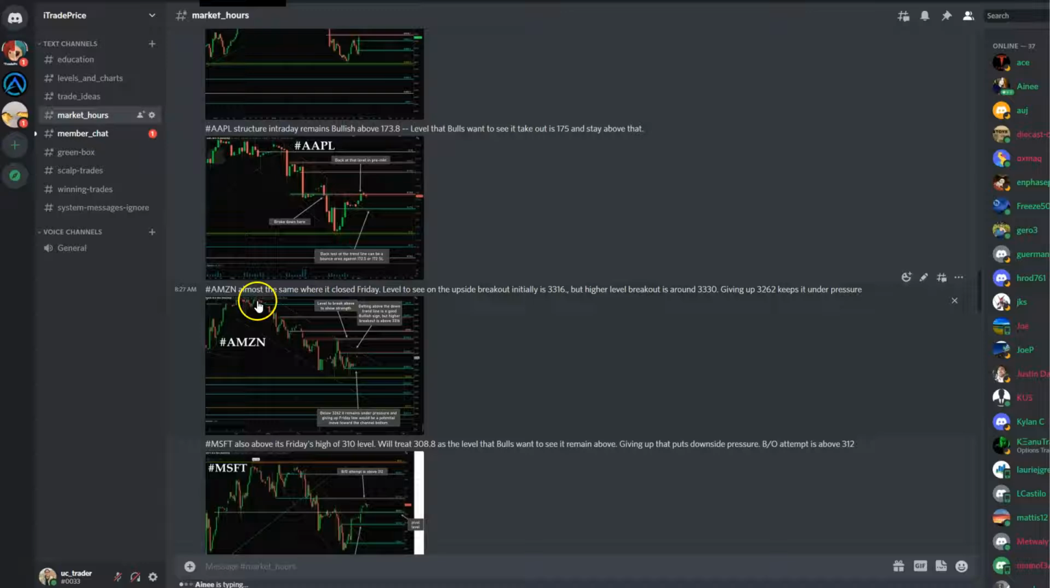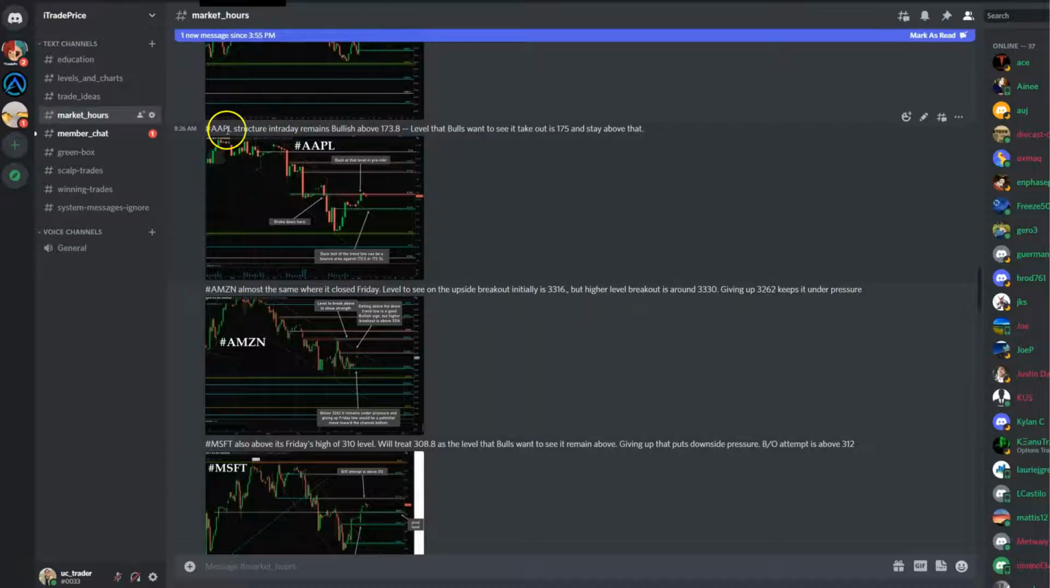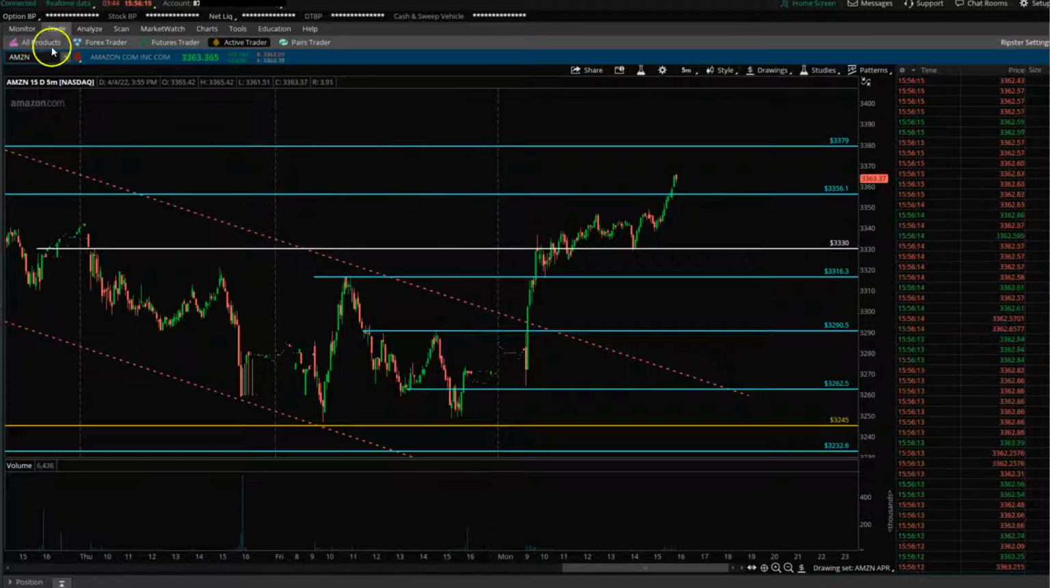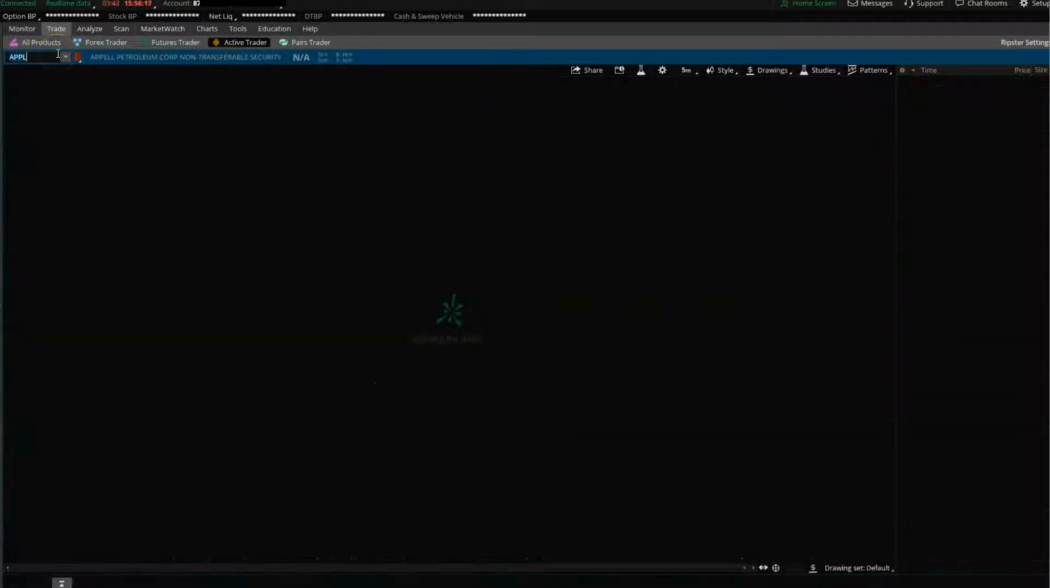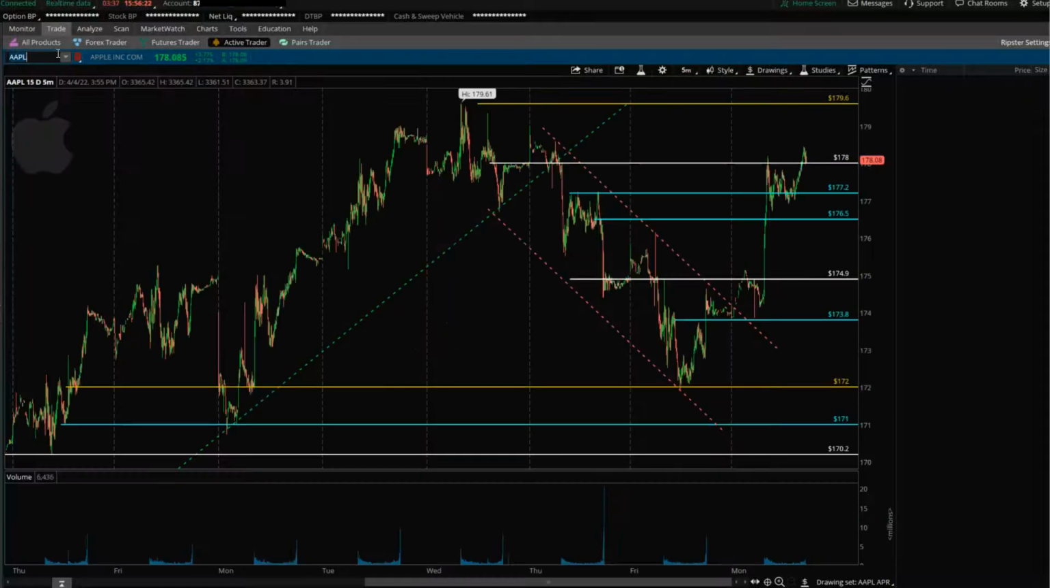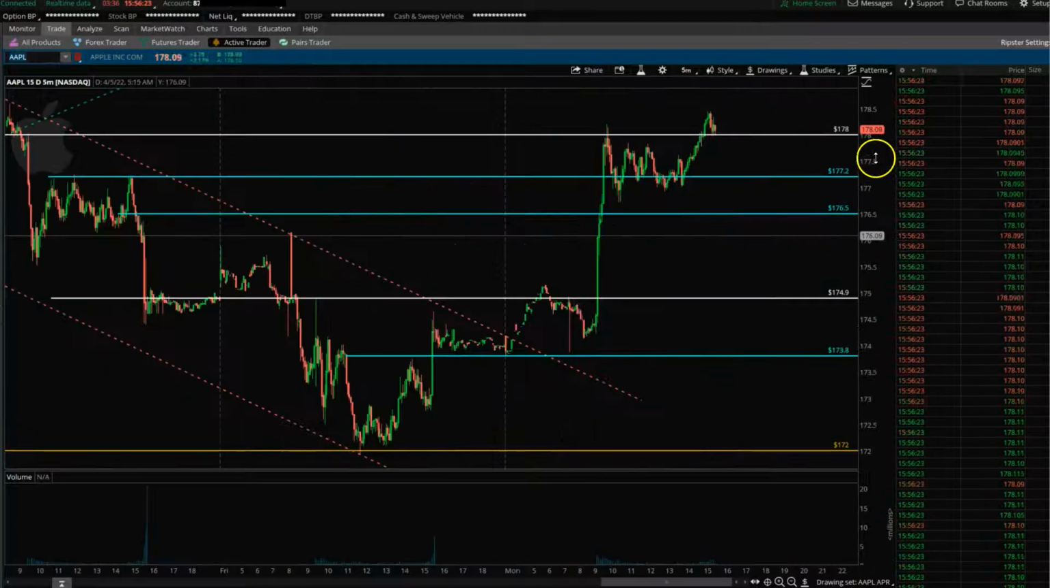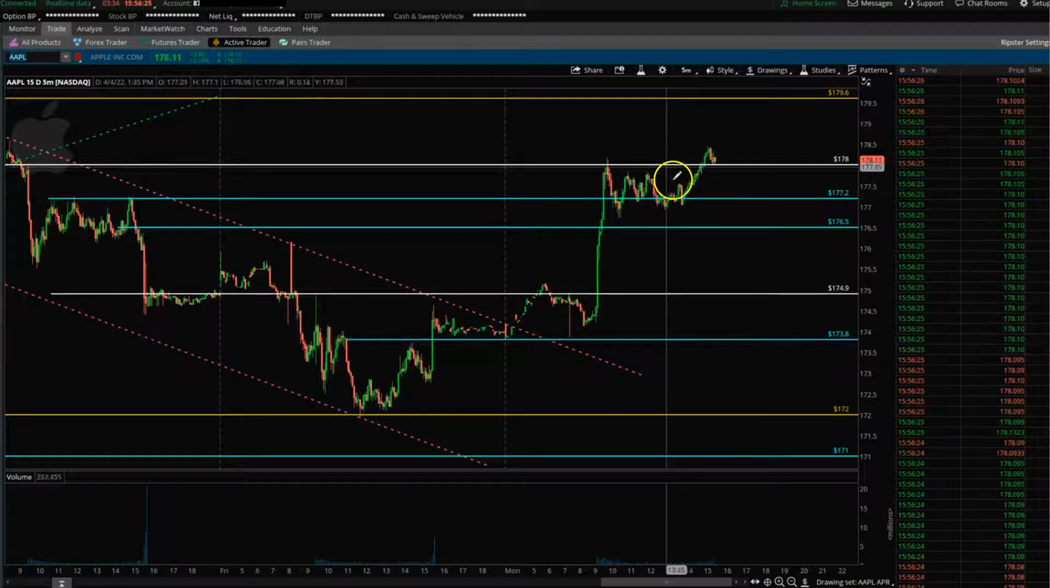And I think the commentary was: Apple structure intraday remains bullish above 173.8. The level that bulls want to see taken out is 175. So anything above 175 with the bullish market, you should be looking to play the bullish side. You can either buy the calls or buy the stock itself or something like that.